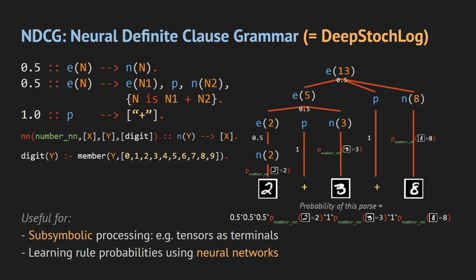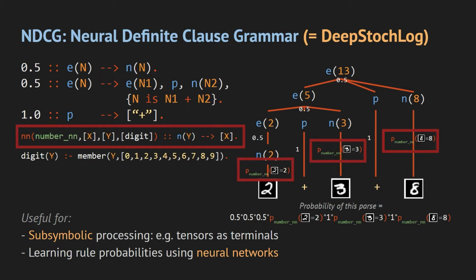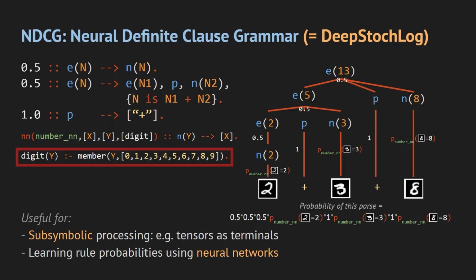This extension allows the framework to not only deal with symbolic inputs such as strings, but also with subsymbolic inputs, such as images, or just images of these digits in this case. The neural network processes the images and then predicts a probability for all elements of a given domain. It is also a form of learning rule probabilities using neural networks from these neural probabilities.